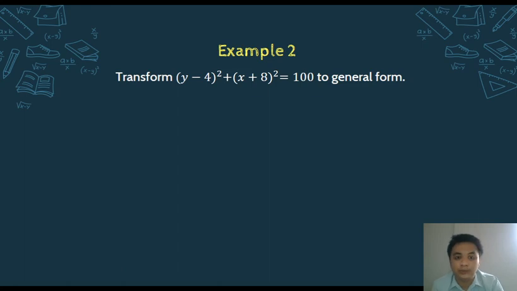Let us transform this equation, the square of y minus 4 plus the square of x plus 8 equals 100, to general form. So, same process mula kanina. Ang gagawin is una, square the binomials.